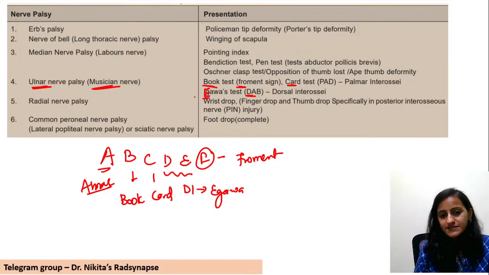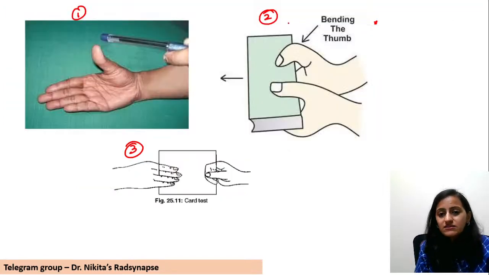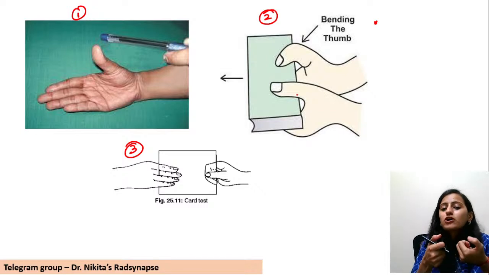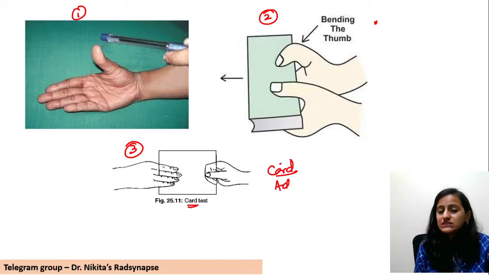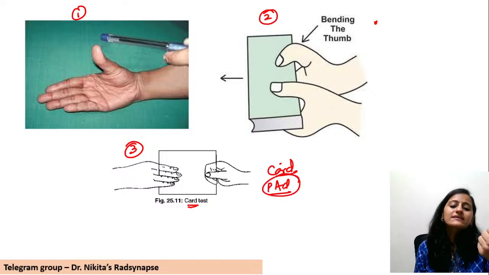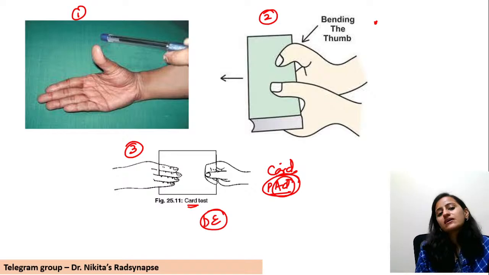Okay, the Igawa test. So this one which you see here, the book wala, Froment or book, that is for the ulnar nerve palsy. This one which is the card test, okay, the card test is for the adduction, that is done by palmar interosseous. So palmar interosseous, card test. Dorsal interosseous, the abductors, the Igawa test.